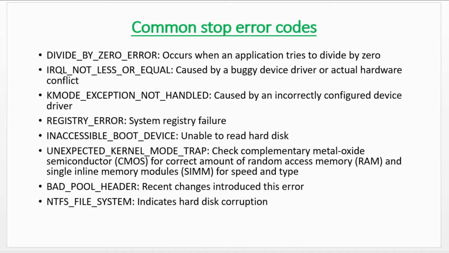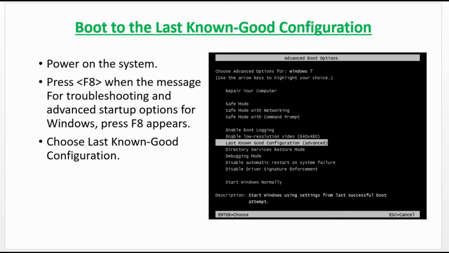Let's see some of the common solutions for the blue screen of death error message. First one is to boot to the last known good configuration. Once you boot up the computer, you need to tap F8, which gets into a menu to restore to the last known good configuration. Once you enter into this, your computer will get to a point where it was working well earlier.